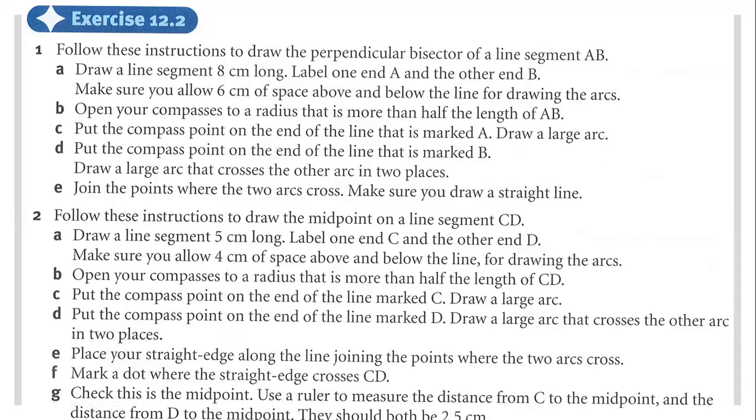your midpoint. Open your compass to a radius more than half. More than half, like here it says 6 centimeters, you can open it. If you put 6 centimeters here, the other side must be equal to 6. Put the compass on the end of the line at mark A and draw an arc. Then put the compass point on the other end of the line, mark B. Draw the arc that crosses the first one in two places.